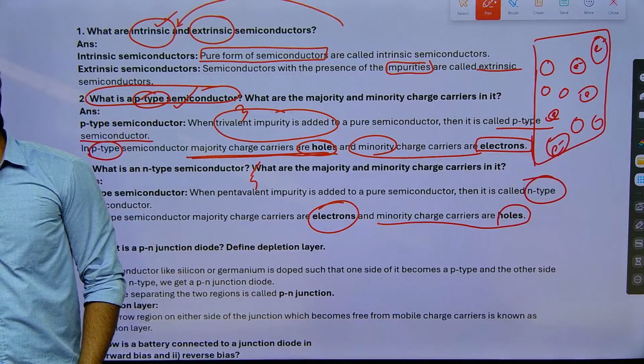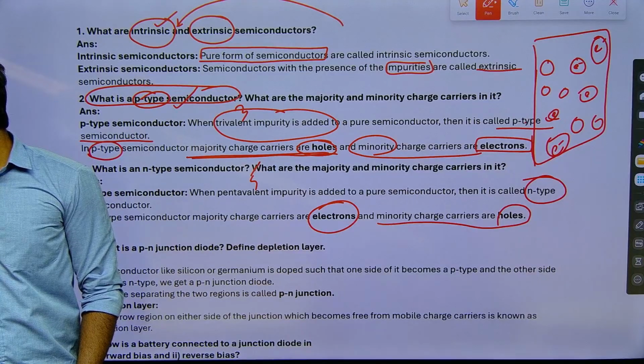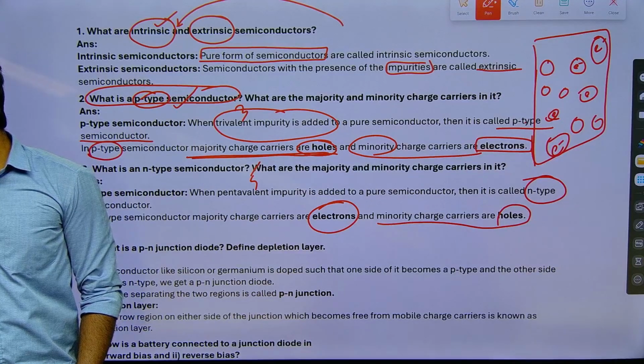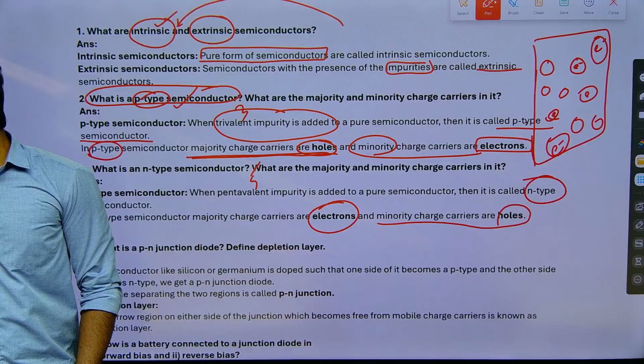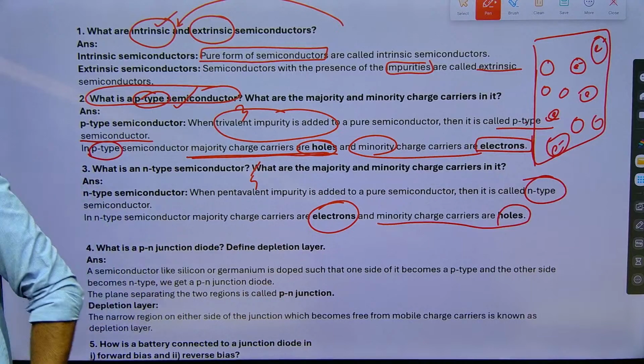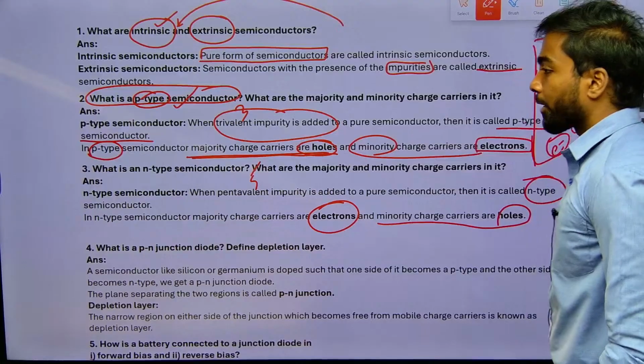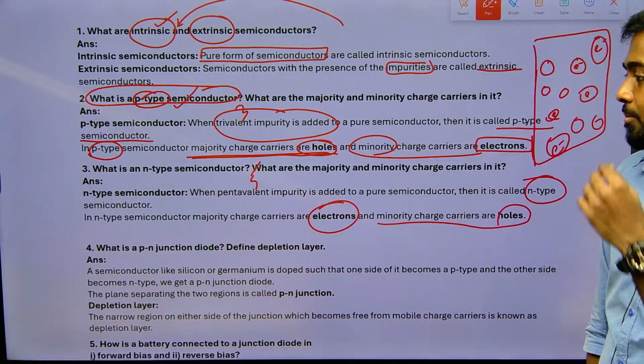I guess the practicals are completed now for you guys. The practicals have been completed. Now you need to focus on the examination point of view.